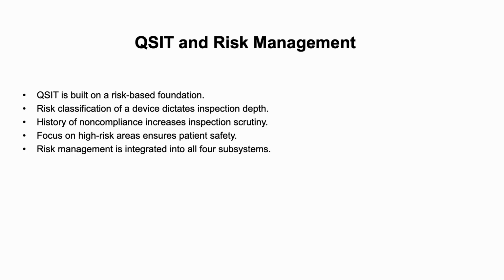A Class 3 medical device, such as a pacemaker, which poses a significant risk to patient health if it fails, will undergo a much more thorough inspection than a Class I device, like a surgical instrument, which carries a lower risk. The FDA also uses a manufacturer's compliance history as a key risk factor. A company with a history of recurrent deficiencies or serious quality issues will likely face a more targeted and in-depth inspection, with a focus on the specific areas where problems have occurred.